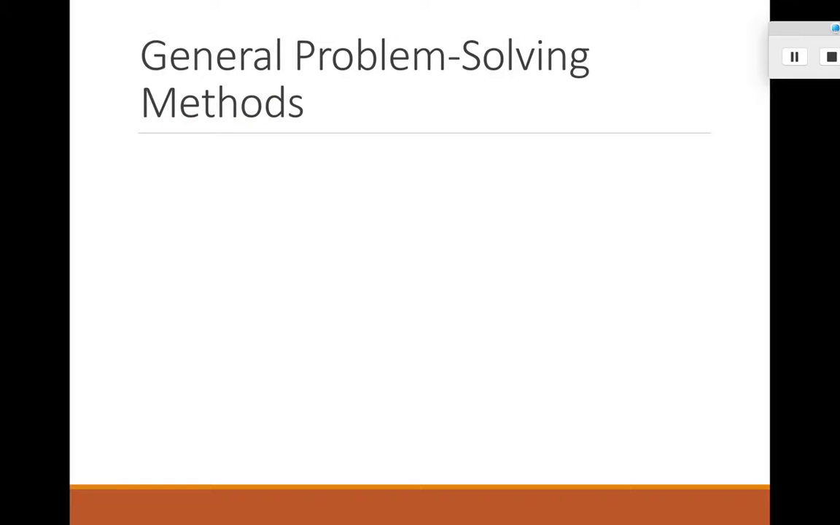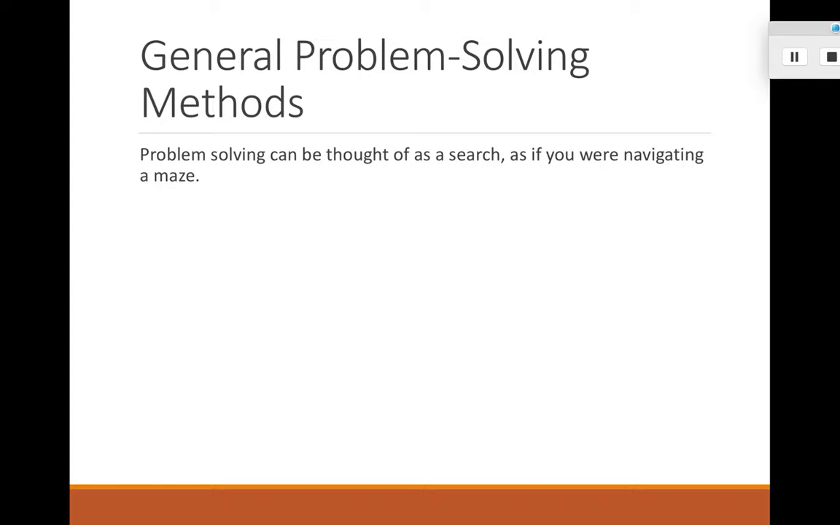So when we think of general problem-solving methods or solutions, how do we actually get to the point where we say we are going to solve the problem? In reality, the way that we think of this idea is that problem-solving can be thought of as a search. It's as if you were navigating yourself through a maze, getting from point A to point B. There are lots of different routes that we can take between point A and point B, but some of them may be more effective than others. So when we think of this aspect of a maze, when we begin at point A, that is going to be our initial state.